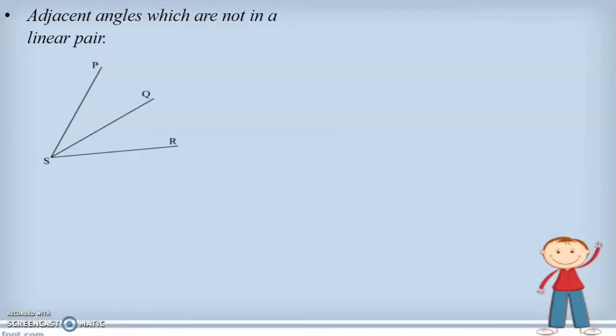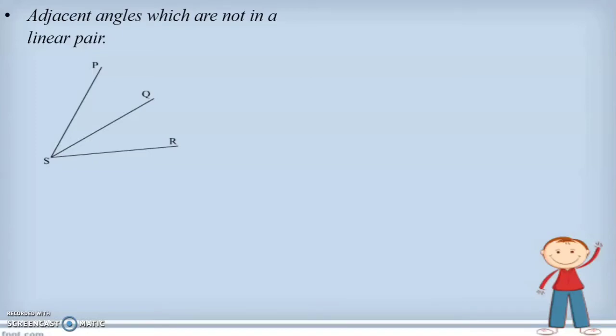So the first condition to prove that it is a linear pair or not is it should have a common arm. So angle PSQ and angle QSR have a common arm QS. So the first condition is satisfied. The second condition is the other two arms should form a straight line. But in this case, SP and SR do not form a straight line. So the second condition is not satisfied.